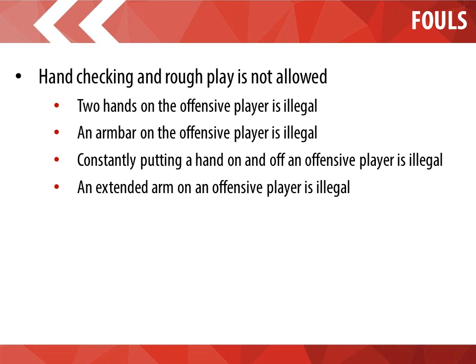More rule changes for this year. Hand checking and rough play is not allowed. That has always been a rule in intramurals, but it's been better defined this year. The following acts constitute a foul when committed against a ball handler or dribbler. Anytime we place 2 hands on the player, that is illegal when they have possession of the ball. Placing an extended armbar on the player is illegal. Placing and keeping a hand on the offensive player is also illegal. And then contacting the player more than once with the same hand or alternating hands is illegal as well.